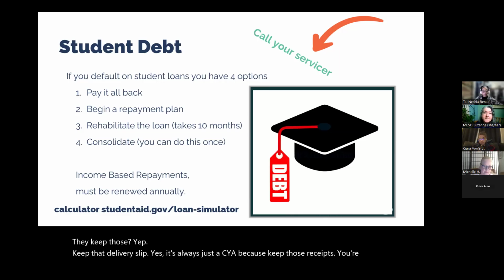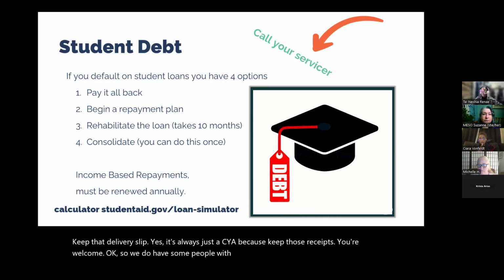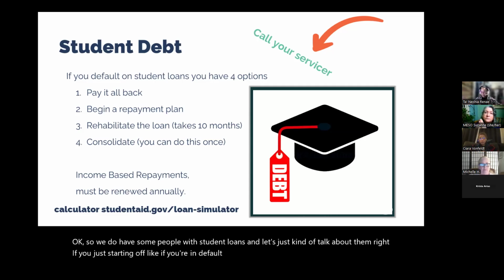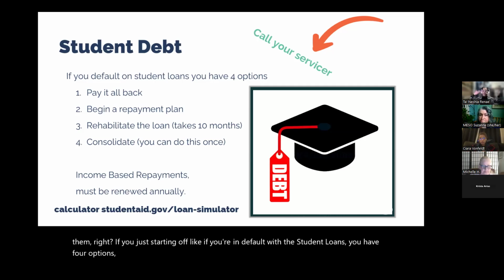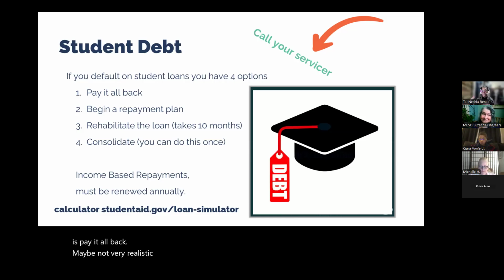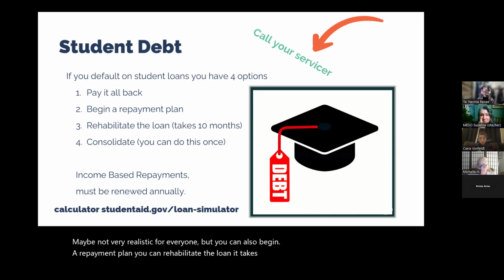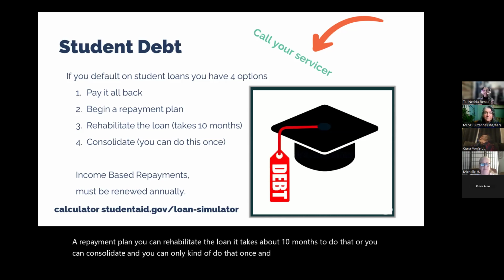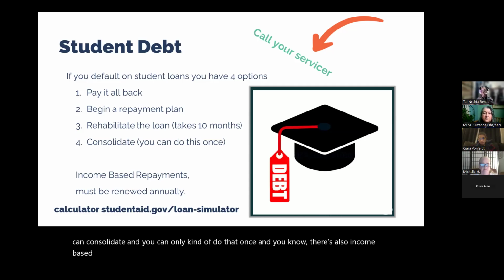Okay, so we do have some people with student loans, so let's talk about them. If you're in default with your student loans, you have four options. The wonderful one that we all wish we could do is pay it all back. Maybe not very realistic for everyone, but you can also begin a repayment plan. You can rehabilitate the loan, which takes about 10 months, or you can consolidate, which you can only do once. There are also income-based repayments that must be renewed annually.